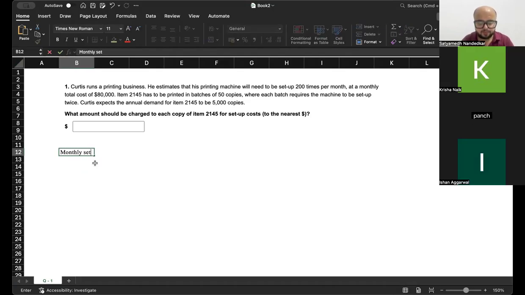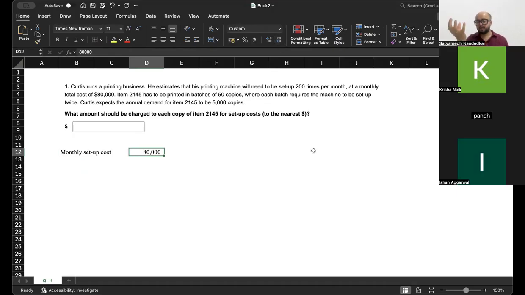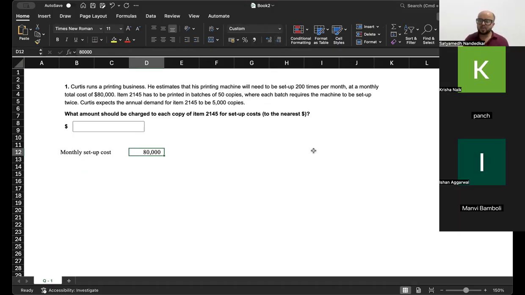Monthly setup cost, which is 80,000. This is the overhead expense that we are talking about. And what is overhead? The term overhead means over and above something. Over and above what? Over and above the prime cost or the direct cost that you incur with respect to a particular item. Here, the direct cost is material and labor. These are fixed overheads which now have to be distributed over a number of other items, number of units produced or whatever it is.